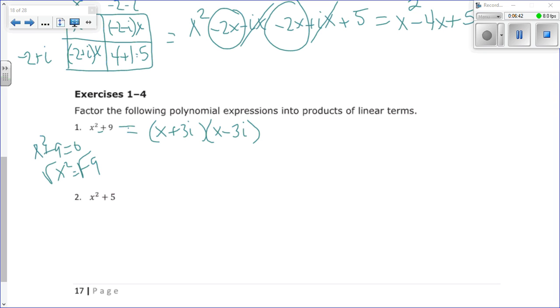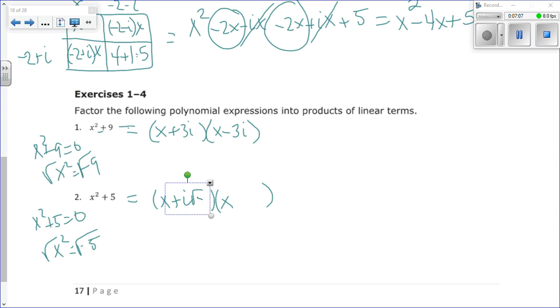For number 2, again, I have x and x. 5 is not a perfect square, but I can take the square root of any number. So this would be like saying x squared plus 5 equals 0. So that's x squared equals negative 5. So you take the square root, we can't leave negatives in the radical, so it becomes plus i radical 5 and minus i radical 5.